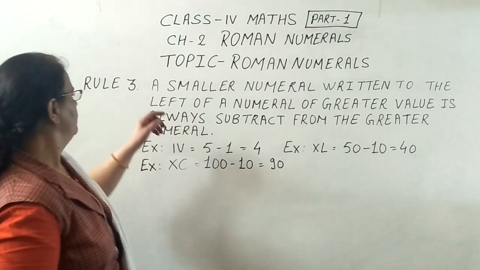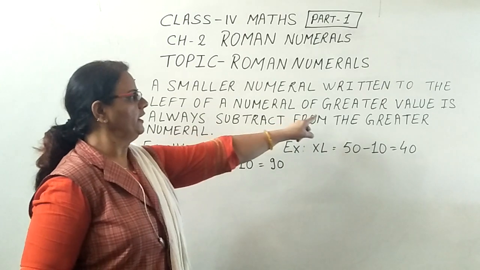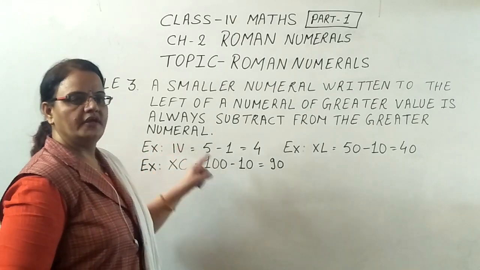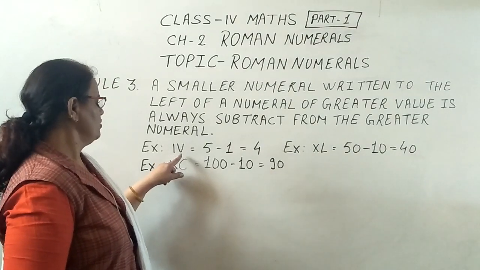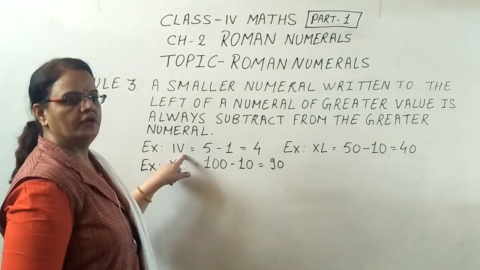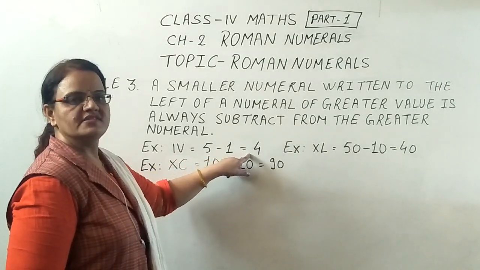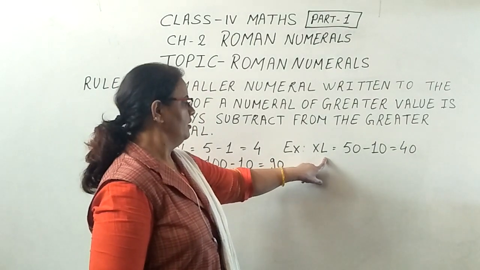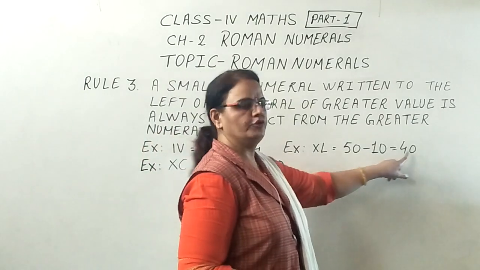Rule 3. A smaller numeral written to the left of a numeral of greater value is always subtracted from the greater numeral. Let's take an example. Our Roman numeral is IV. As you can see, the value of I is smaller than V. So Roman numeral IV equals 5 minus 1. So our answer is 4. Let's take another example. Our Roman numeral is XL. The value of X is 10 and the value of L is 50. So 50 minus 10 equal to 40.